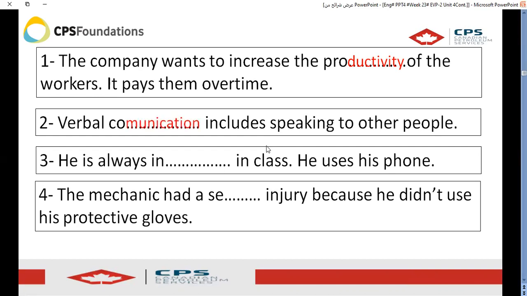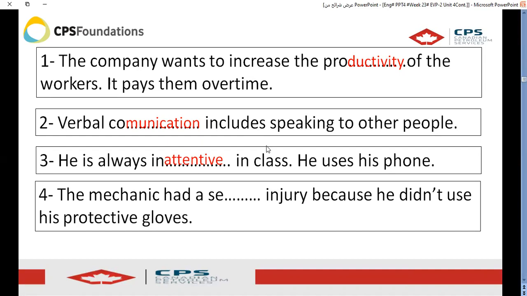Verbal communication includes speaking to other people, and verbal communication is communication where you get in touch with other people, whether in writing or in speaking. It has two sides. He is always in space in class. He uses his phone, so he's inattentive. Very good. This time we use inattentive, not inattention, because we need an adjective here.